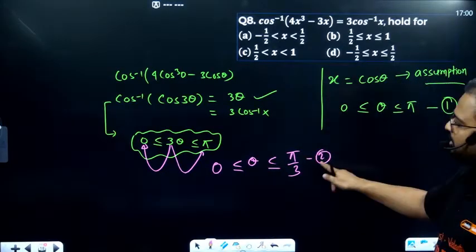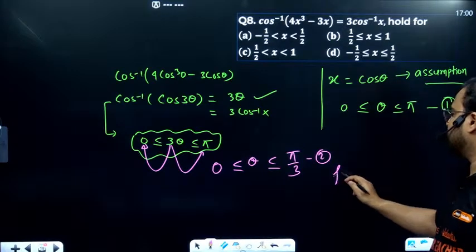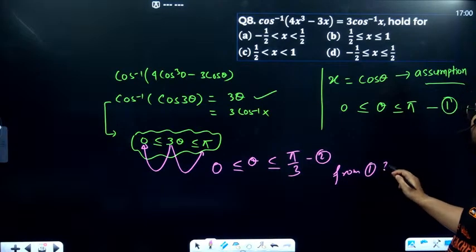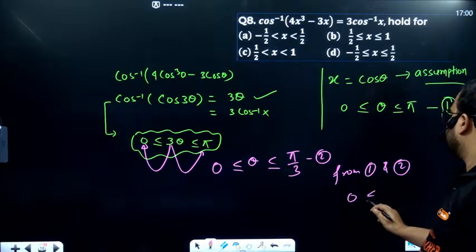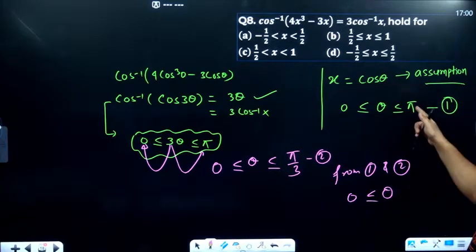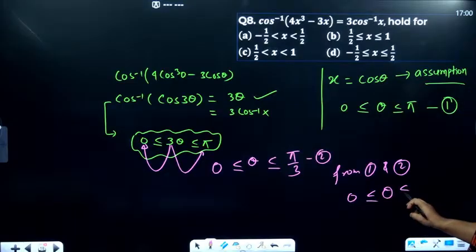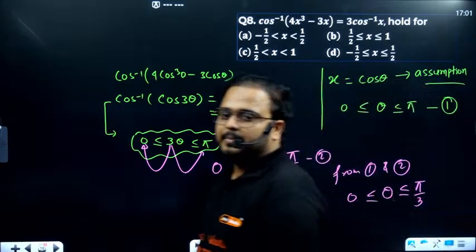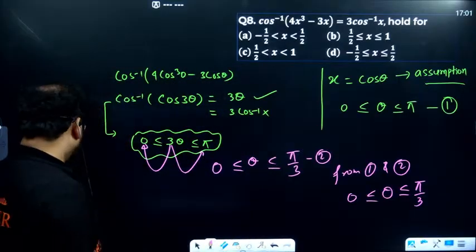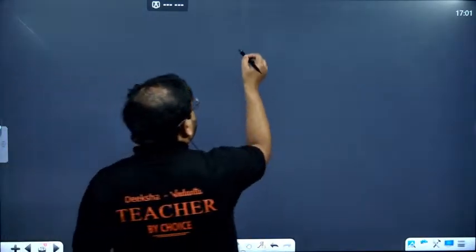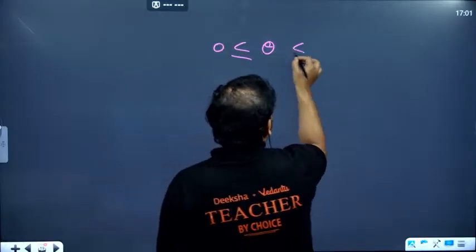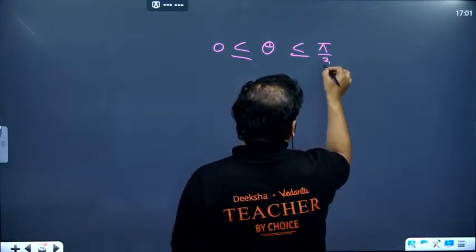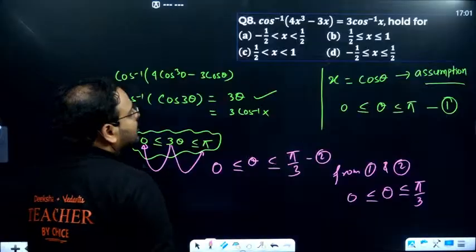Now if you take the intersection of 1 and 2, you'll get what? From equation 1 and equation 2, the left hand side is 0 only. What is the right hand side? This says till pi, this says till only pi by 3. You have to take the intersection of both, right? So till pi by 3. This is the constraint saying that theta, the angle, is from 0 to pi by 3. Great. Are they asking that in the question?